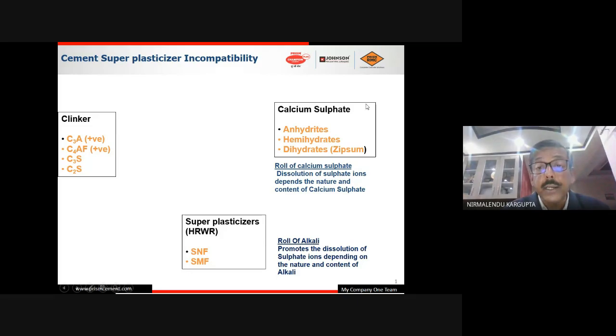Anhydrate is also taken. It is a gypsum polymorph. Role of calcium sulfate: what does it do? Dissolution of sulfate ions depends on the nature and content of calcium sulfate. I told you, dihydrate will release sulfate very slowly. Hemihydrate will be a little bit faster. Anhydrate is very fast. So the dissolution rate is not accounted for with only dihydrates.